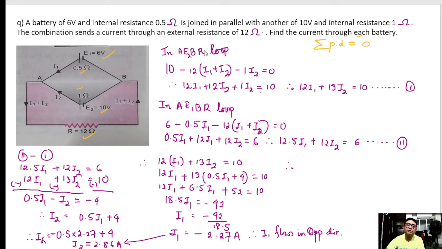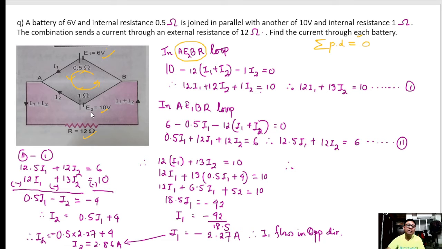First of all, we are choosing the loop AE2 to BR. That means we are going like this. We will go like this. AE2 to BR. So now see here.